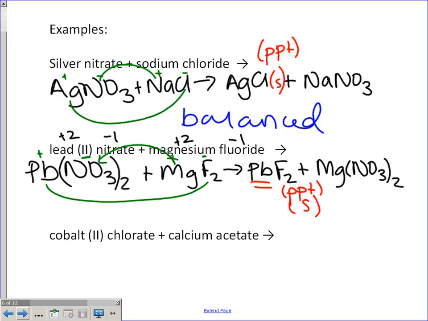Now let's check to see if it's balanced. 1 lead on both sides, 2 nitrates on both sides, 1 magnesium on both sides, and 2 fluorines on both sides. I am balanced.